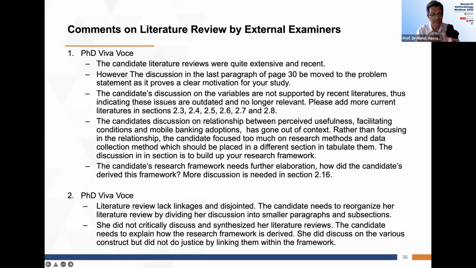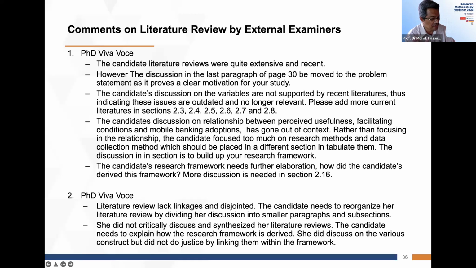So there must be linkages between what is discussed earlier, what is discussed now, and what is to be discussed later. So the candidate needs to reorganize her literature review by dividing. The problem with this candidate is that in her discussion, one paragraph is too lengthy. For example, if I can remember, this particular candidate has about one page, one paragraph.